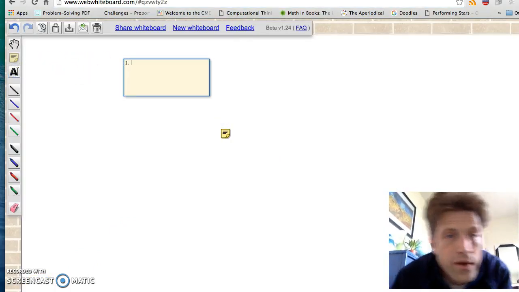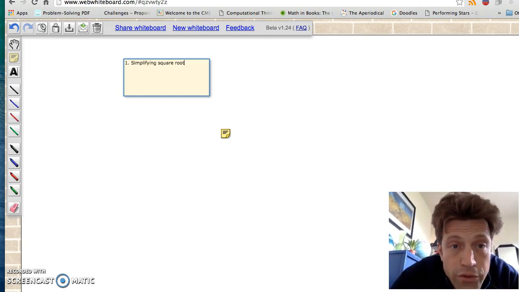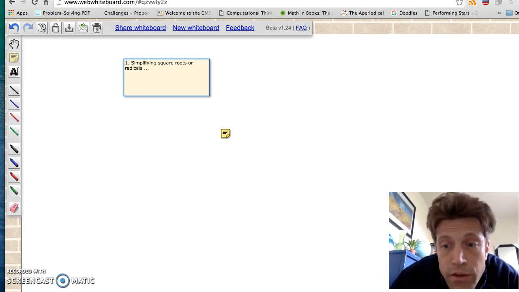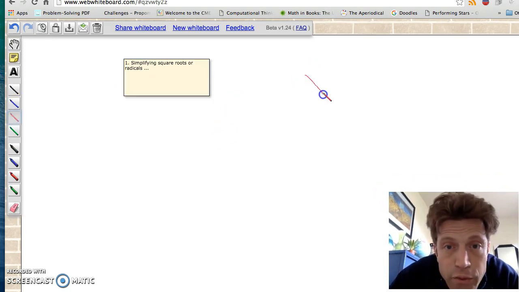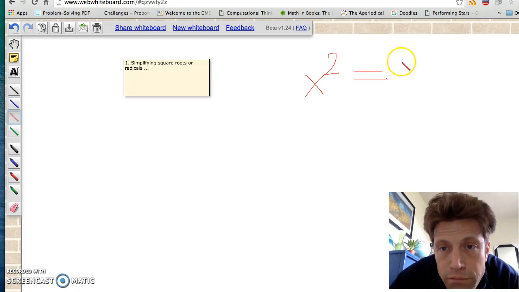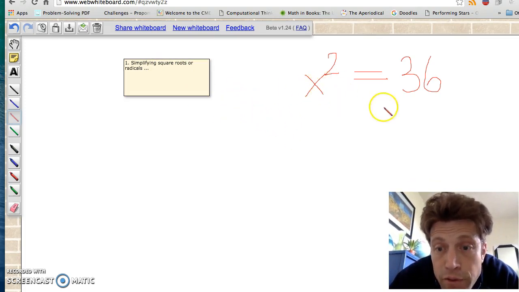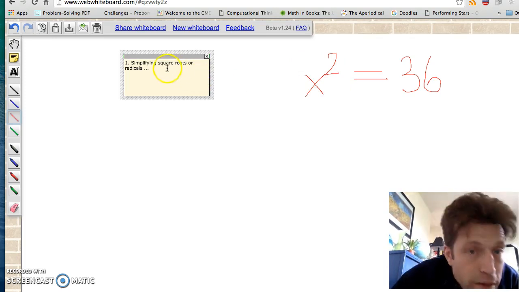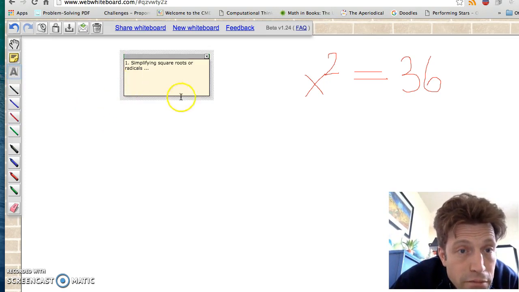Okay, the first video is going to be on simplifying square roots, or radicals, because with quadratics it's squaring stuff, and to solve problems with squaring stuff like x squared equals 36, you've got to be able to do what to both sides? Square root both sides. You've got to be able to handle square roots if you're going to use quadratic equations. Once you're squaring stuff, you got to be comfortable square rooting stuff. So the first video I'm going to do is going to be on this.